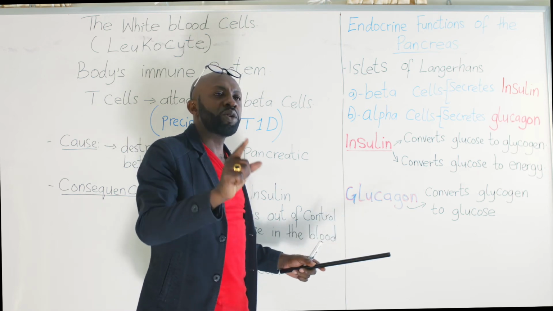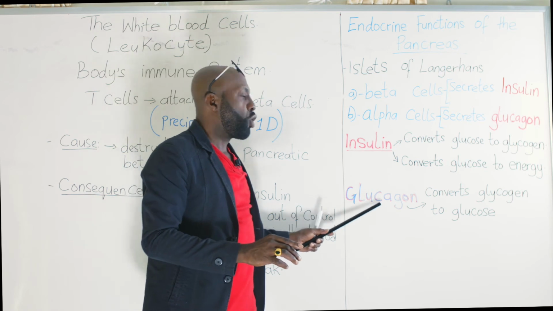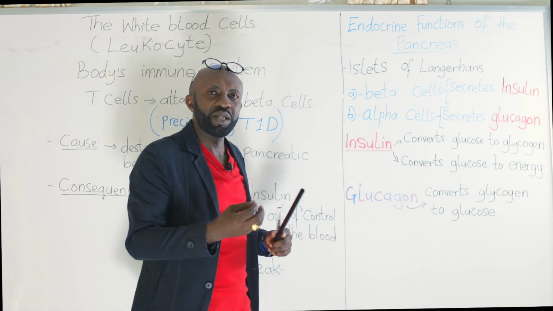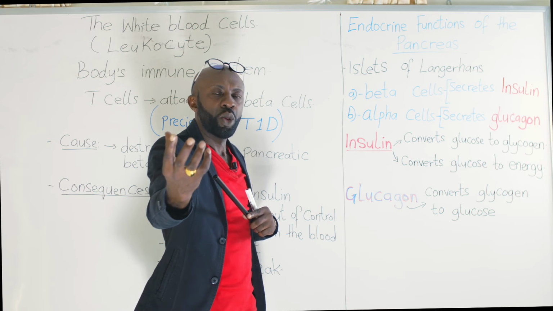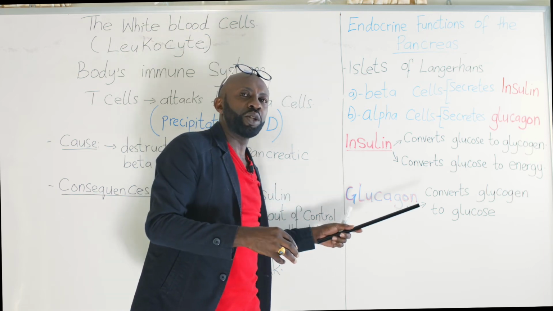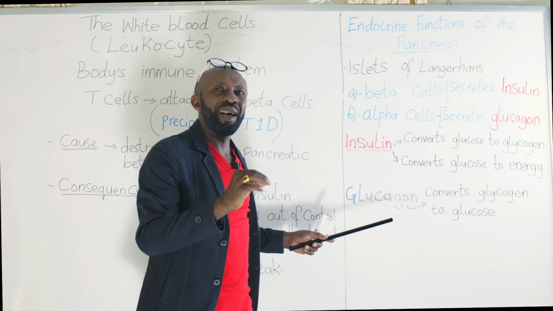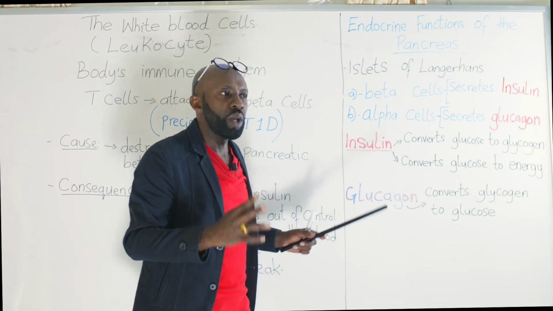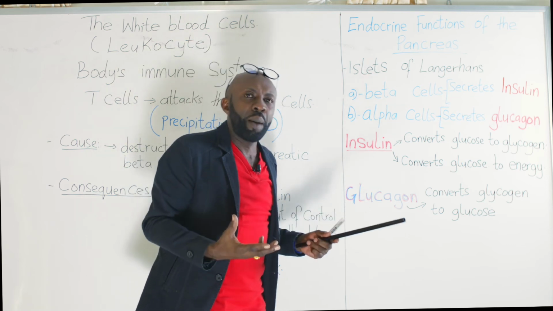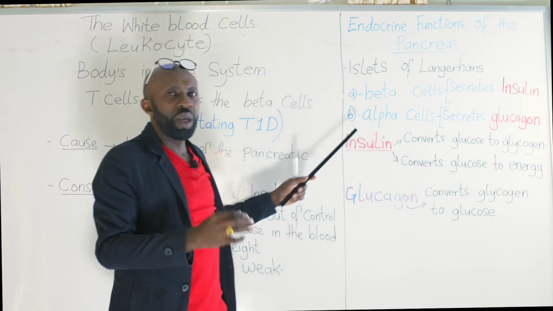Okay? So the process whereby glucagon converts glycogen from the storage region to glucose and supplies the blood, that process is called glycogenolysis. Okay? So now, what happens now? Let's go a bit further.